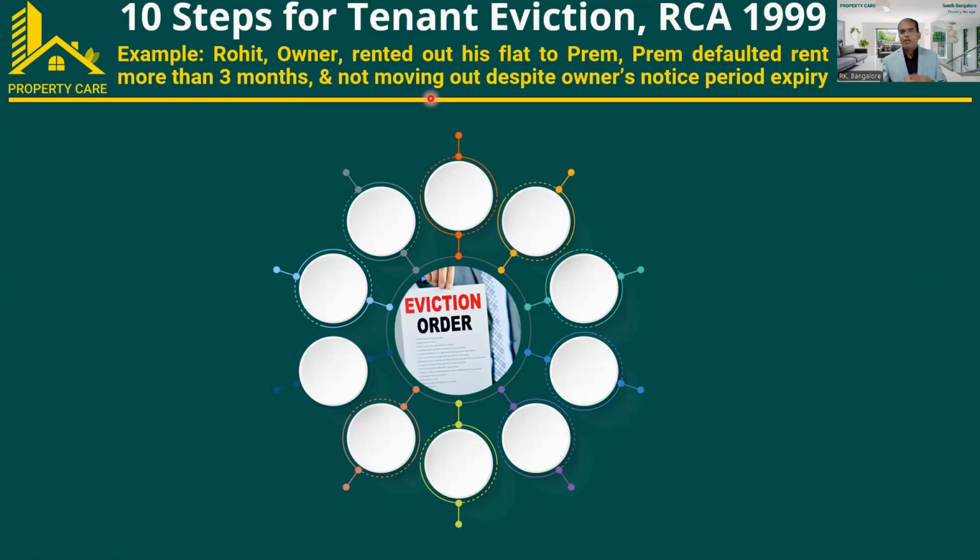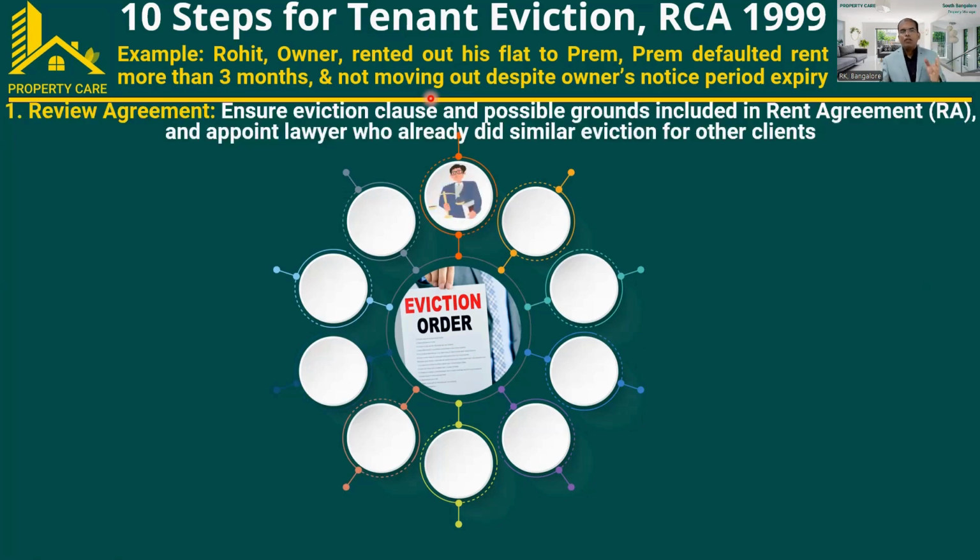So what is the first step when the owner decides to evict the tenant? Review the agreement. There should be an agreement clause on what grounds an owner can evict a tenant. This is what I discussed in a previous slide. There are various grounds on which an owner can evict a tenant according to the Rent Control Act, which are written in the rent agreement. And appoint a lawyer who has already done similar exercises, who has done evictions for other customers. We should have that kind of experienced lawyer to handle your scenario.